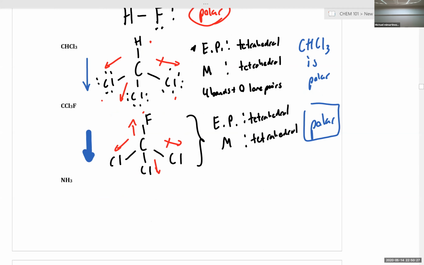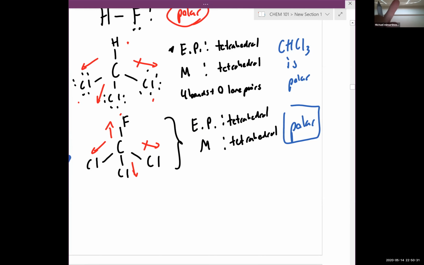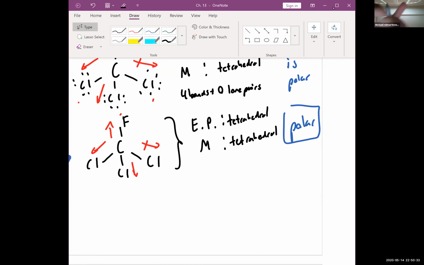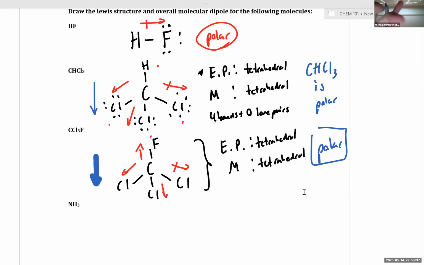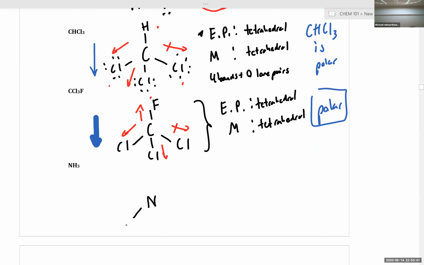Okay, let's look at another example. Let's look at ammonia. So ammonia looks something like this. Now, what is the molecular geometry of ammonia? Let's not worry about the electron pair. Let's just focus on the molecular geometry.